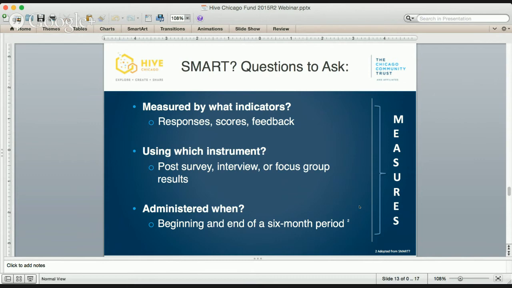And then the next one is which instrument. How are you getting those indicators? Are they through surveys? Are they through interviews? Are they through focus groups? What is the instrument that you're using to gather or to test the outcome and track and measure it? And then administered when. Are you going to do it at the beginning of the project and then also at the end? Things to incorporate in terms of your measurements.